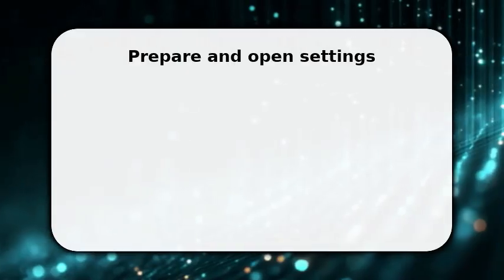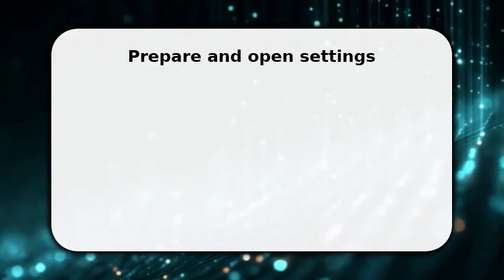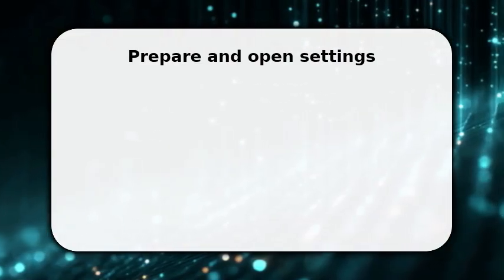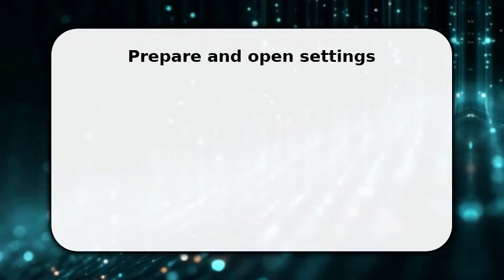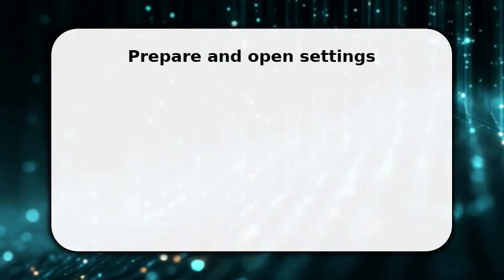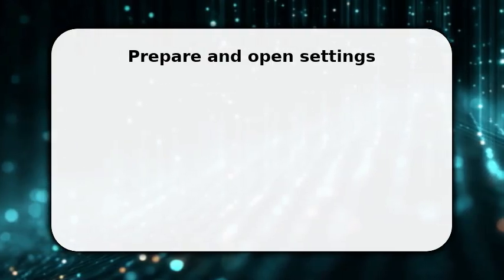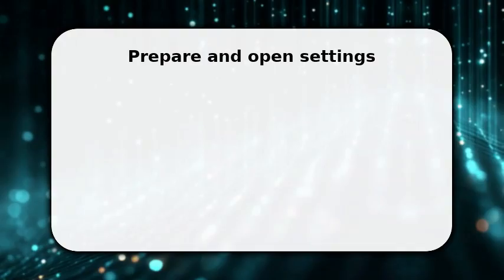To start, make sure your Android is unlocked and has sufficient battery. Once ready, identify the current keyboard app name so you can switch back to default later. Open Settings and use the search field for Language or Keyboard to jump directly to input options. This avoids digging through menus.